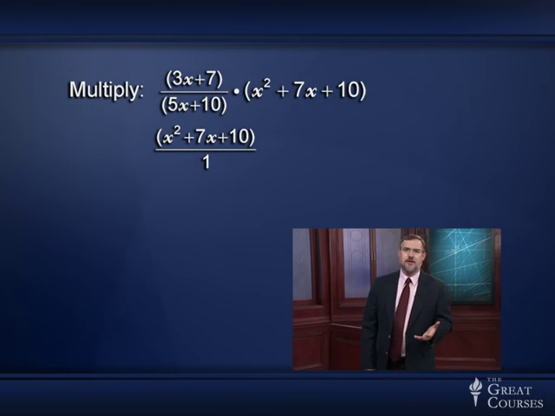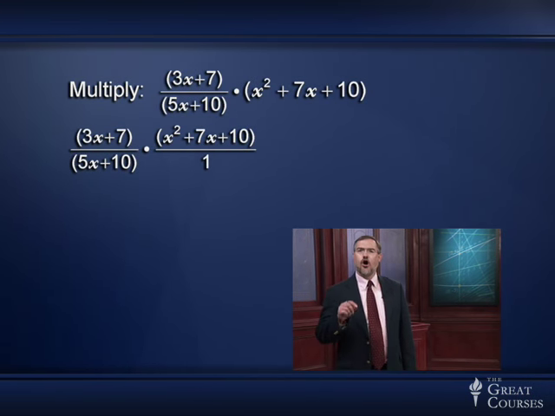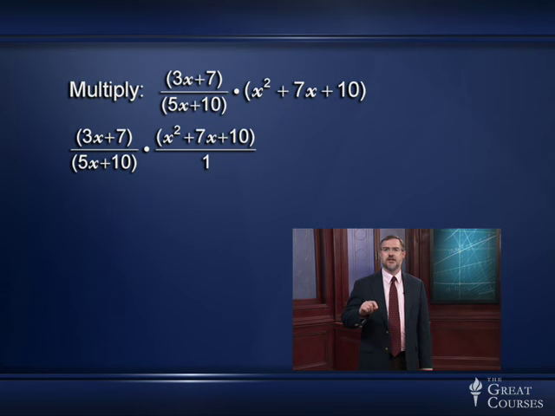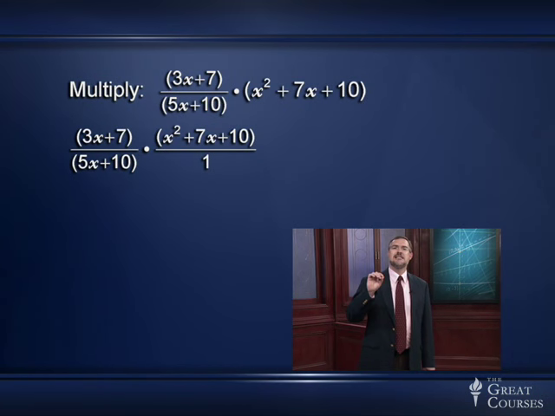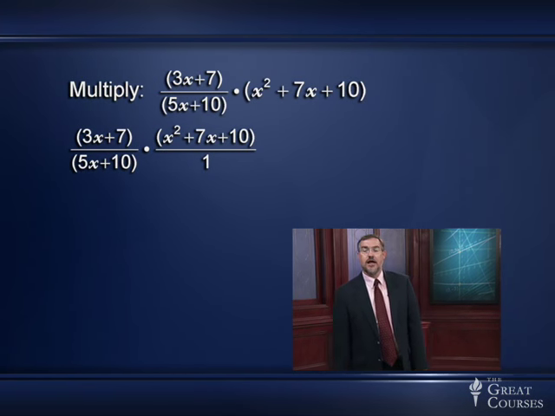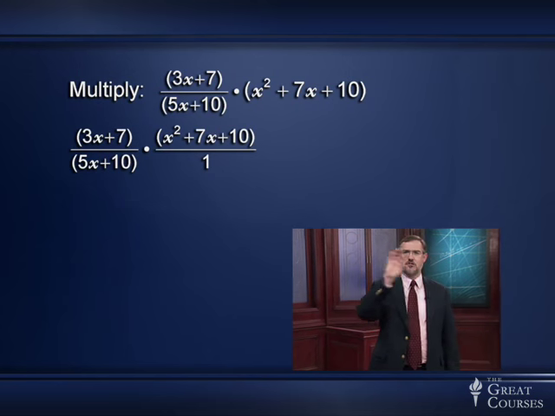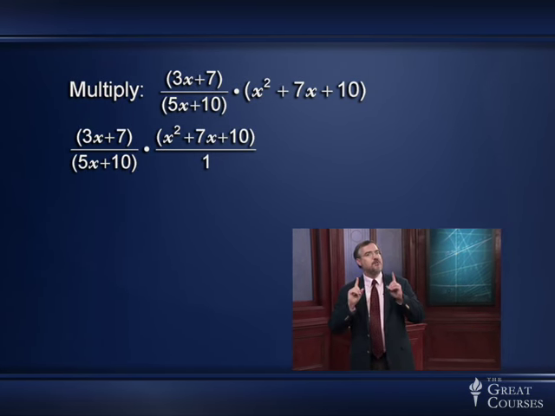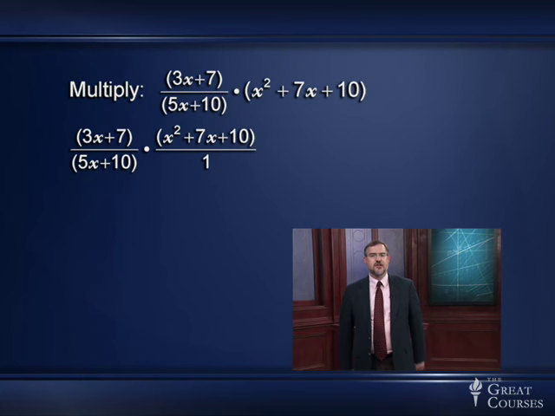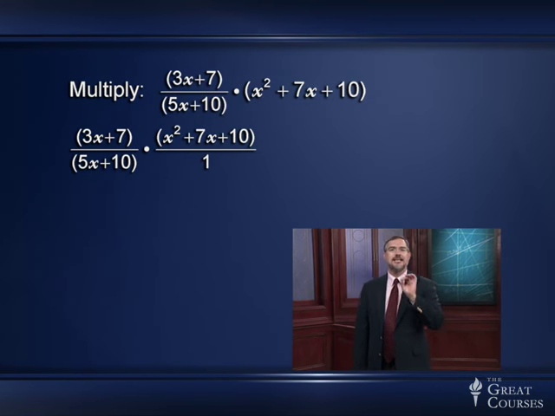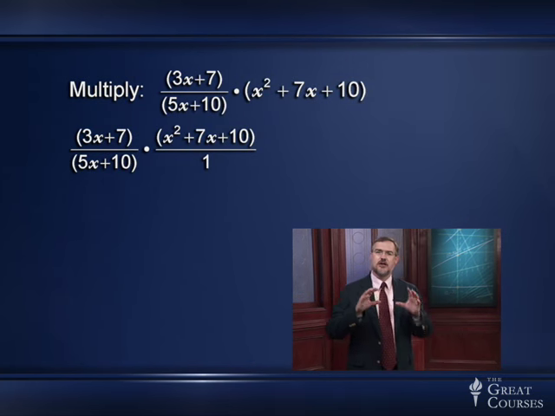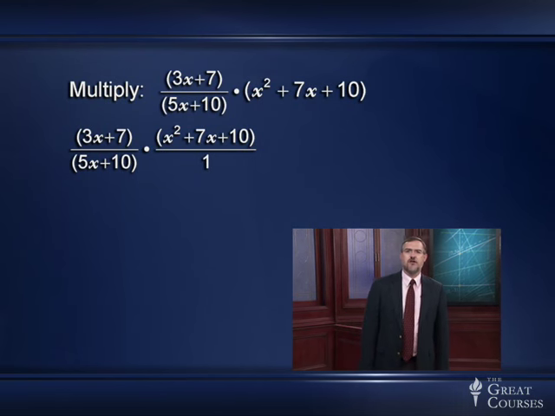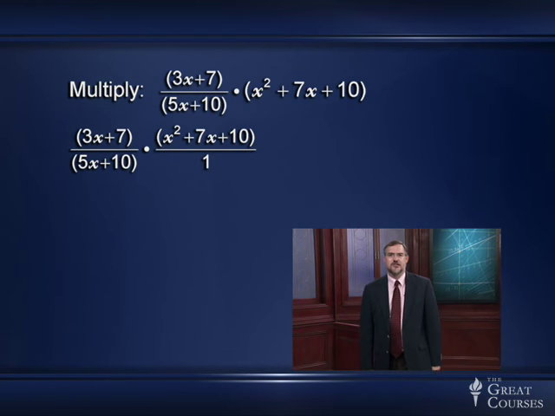So the problem becomes 3x plus 7 over 5x plus 10 times x squared plus 7x plus 10 divided by 1. Now you can multiply numerators and denominators together if you'd like. You could multiply the two numerators, you could multiply the two denominators if you wanted. But before you do that, just as I said a few moments ago, you should try to cancel, because by canceling, it's going to clean up the work. It's going to reduce the work, if you will. So let's start factoring and see if there's any cancellation.